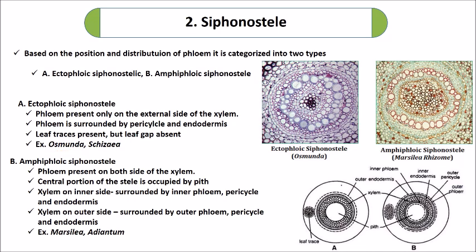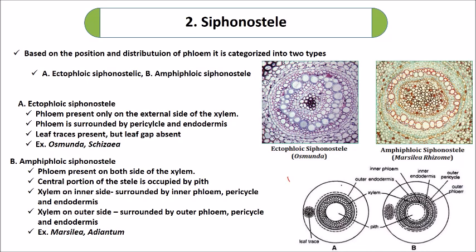In this picture you can see the phloem region, this is the phloem region, just outside the xylem region. That's why it is ectophloic. Similarly, amphiphloic means, if you split the word, amphi means two and phloic indicating the phloem, that is phloem on both sides of the xylem. From this picture you can see this is the xylem and the phloem are on both sides. That's why it is amphiphloic.